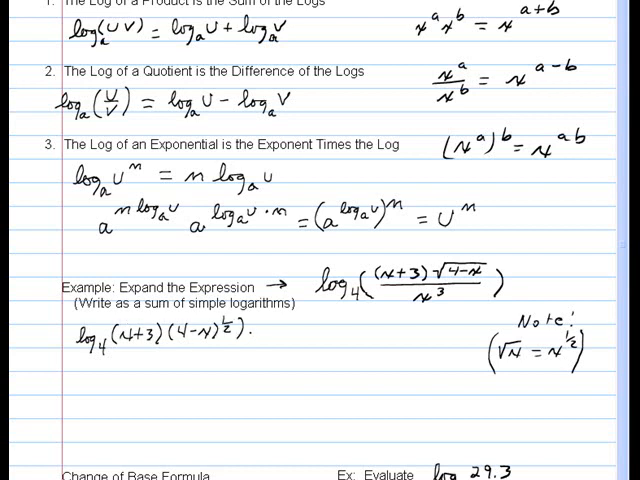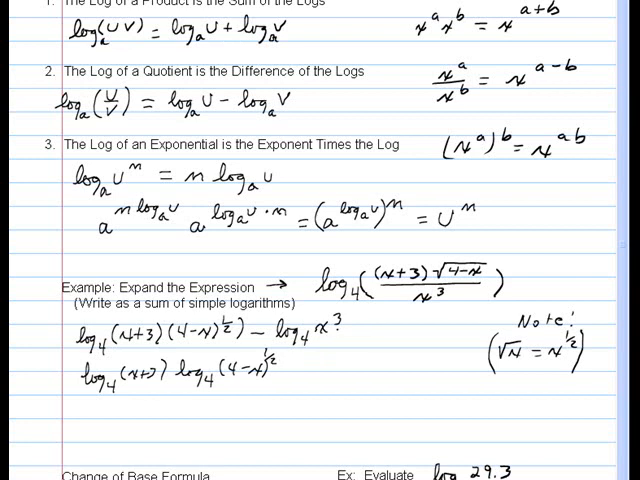And it's the difference of the logs, so it's the log of the upper minus the log of the lower, so that would be log 4 of x cubed. Now I've got the log of a product. Well, according to the first rule, the log of a product is the sum of the logs. So I'll write that as log 4 of x plus 3 times log 4 of (4 minus x) to the half.